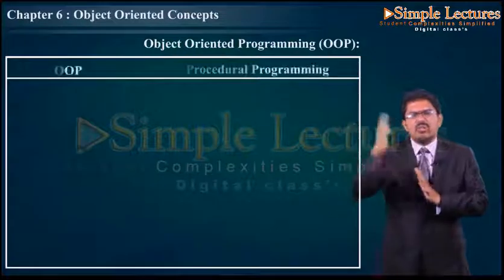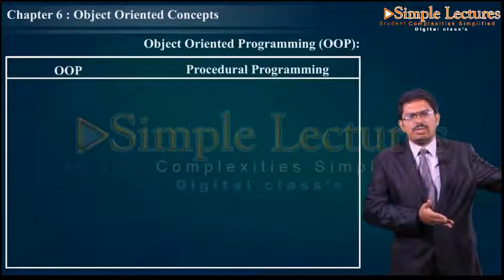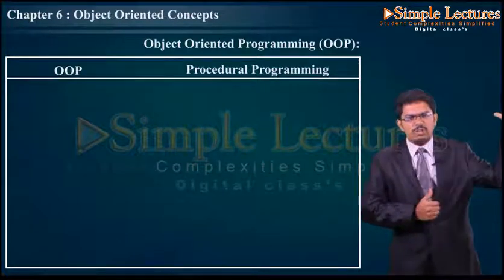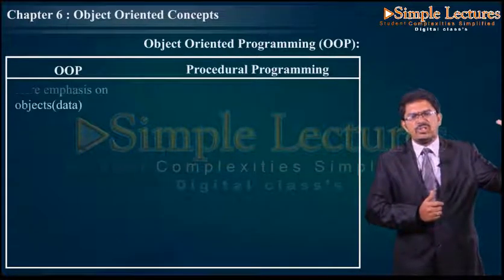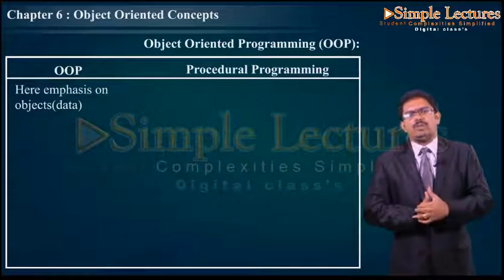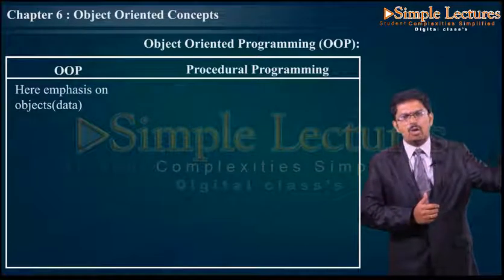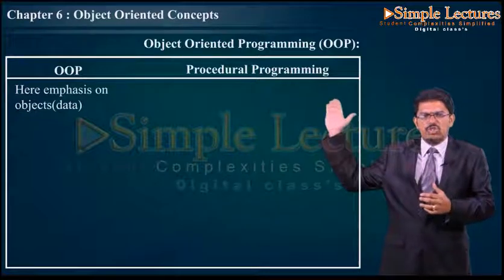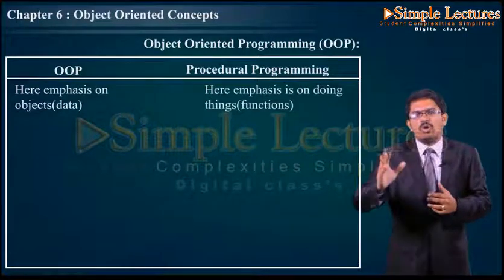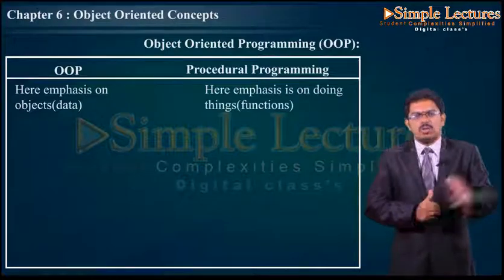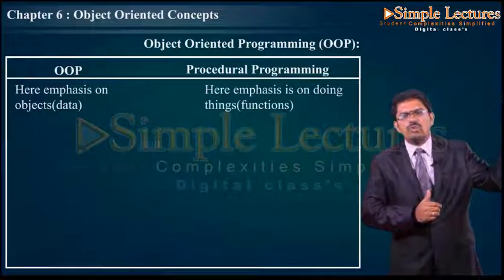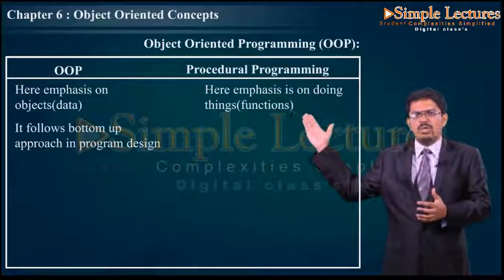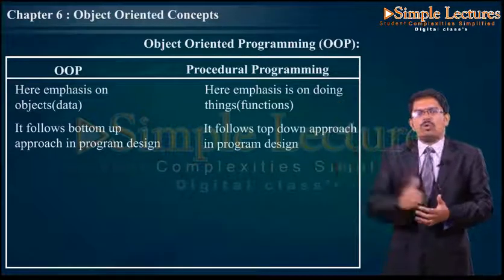Let's see the difference between object-oriented programming and procedural programming. In object-oriented programming, the emphasis is on objects or data. So we are working on data or objects in OOP. Here in procedural programming, we are working on functions. OOP follows the bottom-up approach, whereas POP follows the top-down approach.